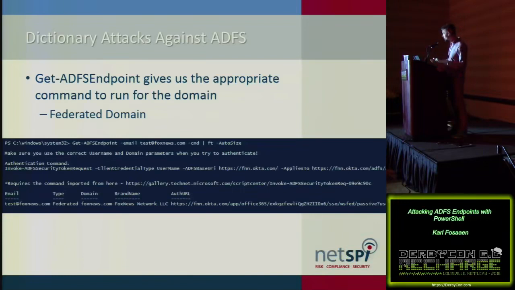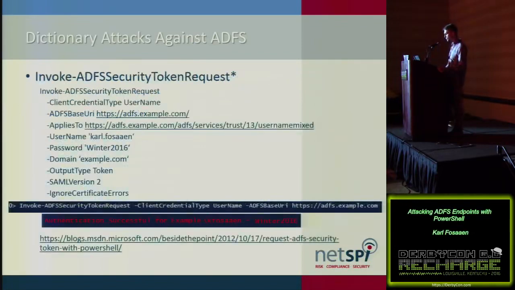Well, it's probably not totally clear in the screenshot here, but that Get-ADFSEndpoint PowerShell commandlet that I have here, if you do the -cmd flag, you actually get a command that comes back with this Invoke-ADFSSecurityTokenRequest for federated domains. You can get that directly from Microsoft. It was from one of their blog posts here. And it should give you all of the information that you need to create that request.